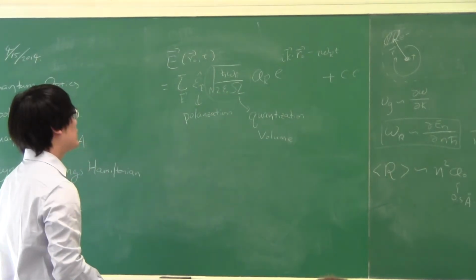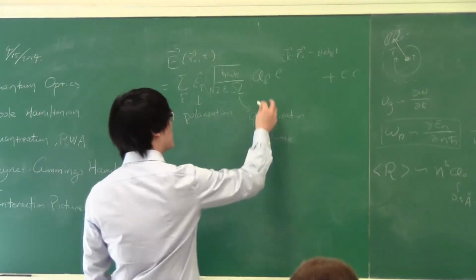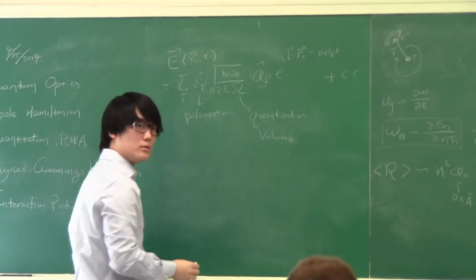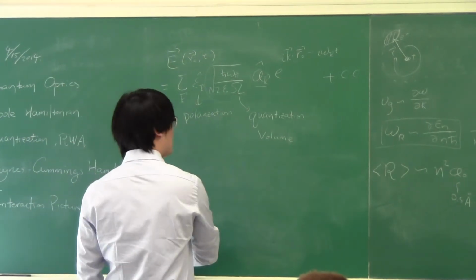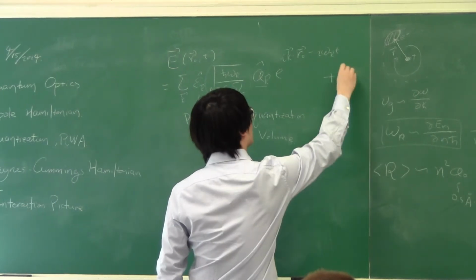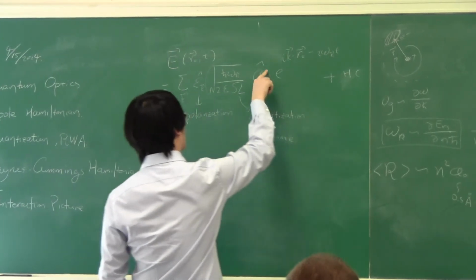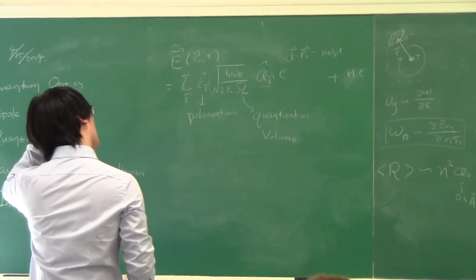Now to quantize this, we simply turn the expansion coefficient into an operator, and then the complex conjugate becomes the Hermitian conjugate, basically turning this into the dagger. So that's the electric field operator.